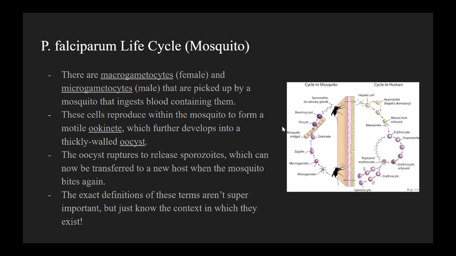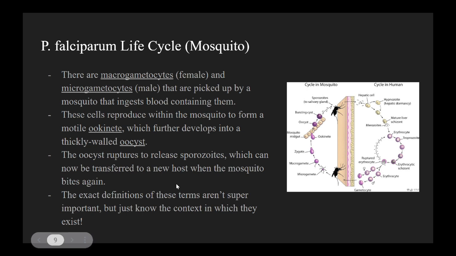Within the oocyst, the parasite is going to replicate many times. Eventually, it's going to rupture. You have this bursting cyst here, and it's going to release a ton of new sporozoites, which are now going to go to the salivary glands of the mosquito. Now this mosquito is carrying the sporozoites in its salivary glands. It goes and bites a new human, transfers those sporozoites, and we start this cycle all over again.